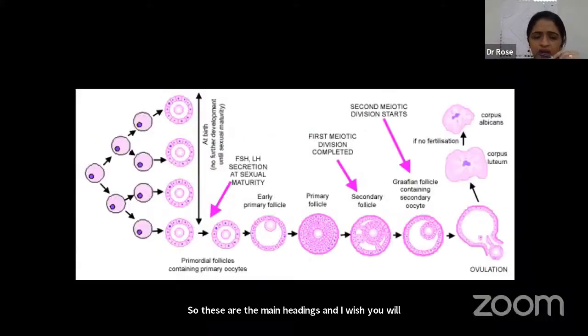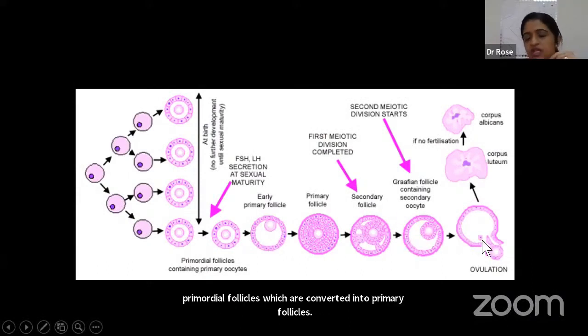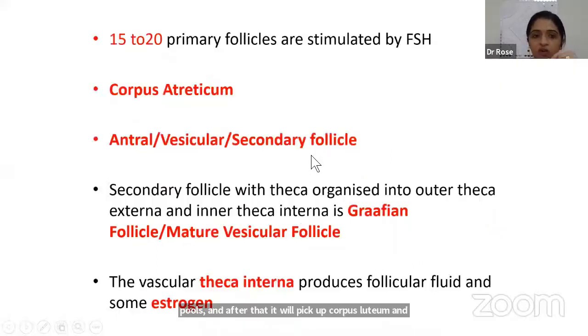So this is just an overview. You can see the primordial follicles which are converted into primary follicle. Then you have the secondary follicle. Then you have the Graafian follicle, which is actually liberating the oocyte. And after that, it will become corpus luteum. And the final end product of corpus luteum is corpus albicans. So these are the changes which happen to the follicle.